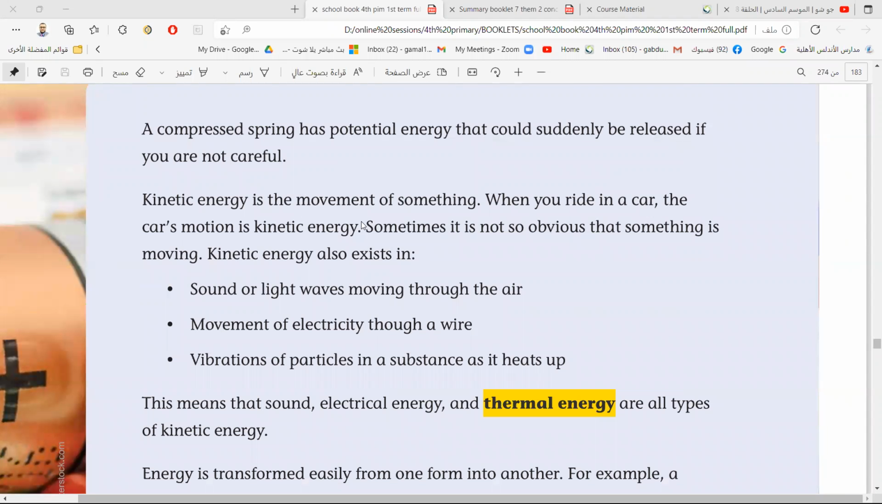And now we want to talk about kinetic energy. Kinetic energy is different from potential energy. Why? Because kinetic energy is a movement of something. What is the meaning of kinetic energy? Movement of something. If something is moving, it has kinetic energy. When you ride a car, the car motion is kinetic energy.